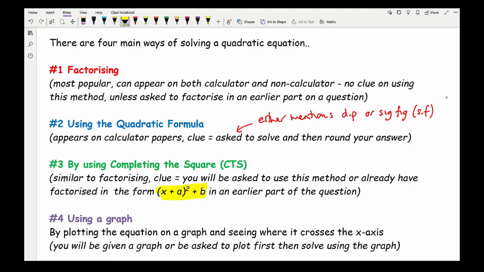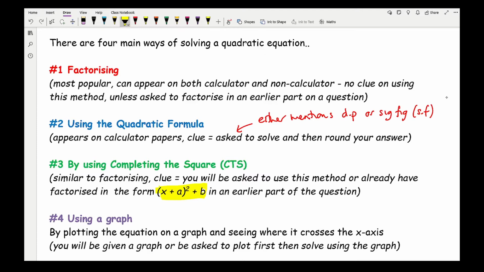And then finally, the last and probably least voluntary method of solving a quadratic is using a graph. Now, again, you can solve a quadratic by plotting the equation on the graph, which will be probably an easier earlier part of the question, and then you're seeing where the parabola, where the U shape or N shape or the curve crosses the x-axis, and those values will be the solutions of the equation.